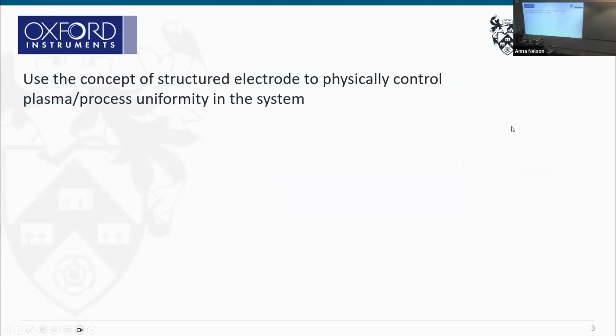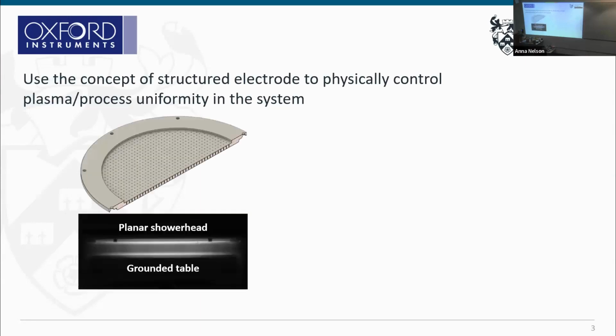So how do we do it? We use a concept of a structured electrode to physically control the plasma or process uniformity inside the system. Now, say if we use a conventional planar shower head, so this is a cutting view of a shower head, which is conventionally used in a processing tool. If we use the planar shower head, the CCP plasma formed between the shower head electrode and grounded table appears to be something like what is shown in the image below. This is how the plasma appears inside the tool.